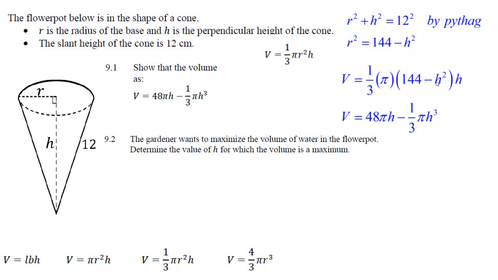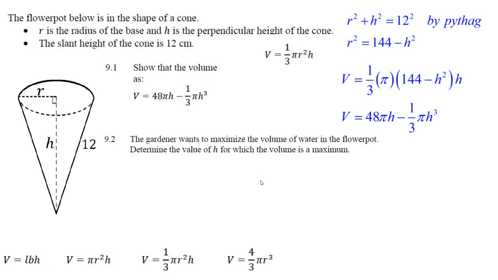And then you go 1/3 pi times h squared times h. Well, that's why it turns into h cubed. And there it is, minus 1/3 pi h cubed. There, we've just shown exactly why that formula works. The whole point of this was putting everything in terms of h.